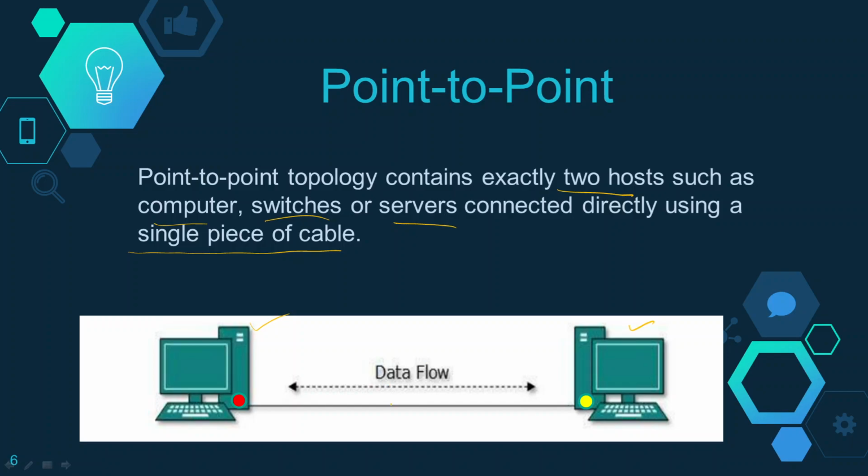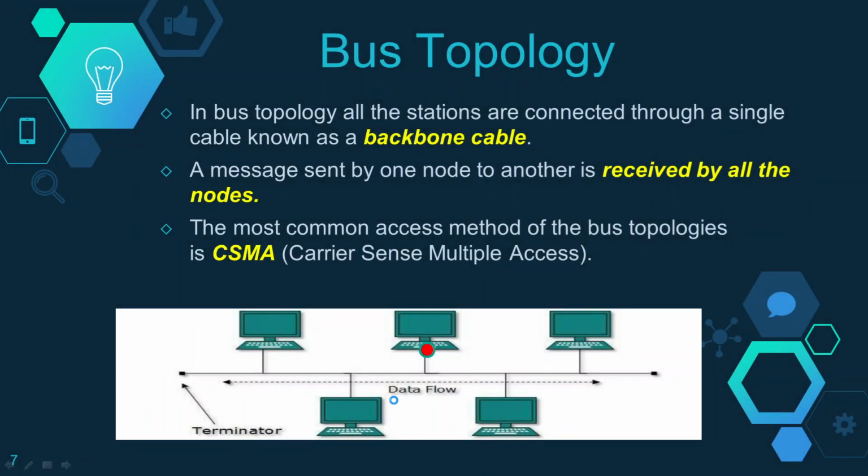There is no networking device between them such as a hub, switch, or a router. They are directly connected and they can communicate with each other in a full duplex mode, as shown in the animation. The next is the bus topology.